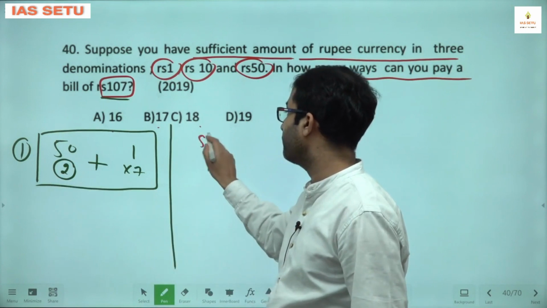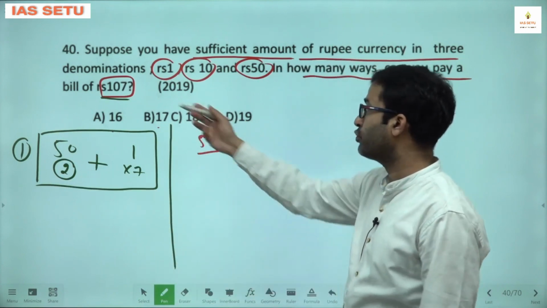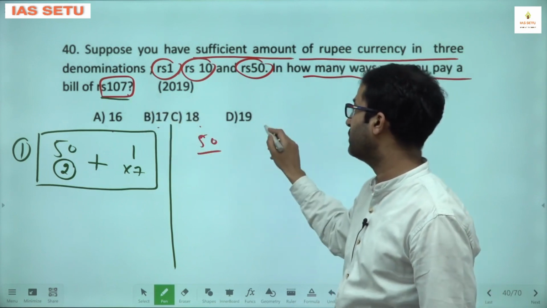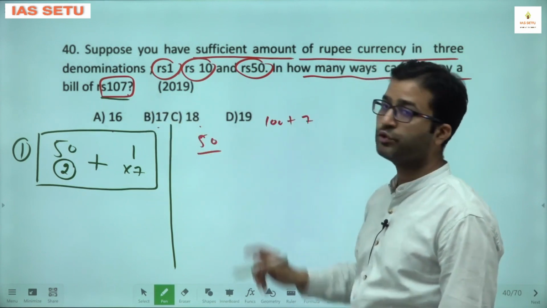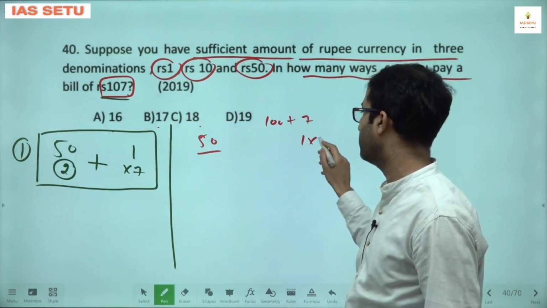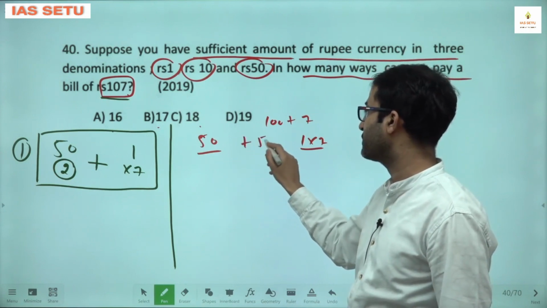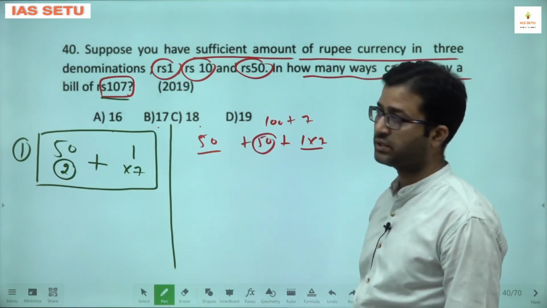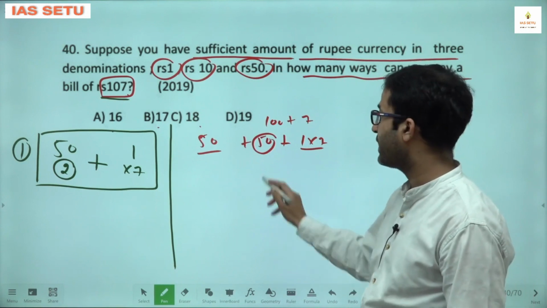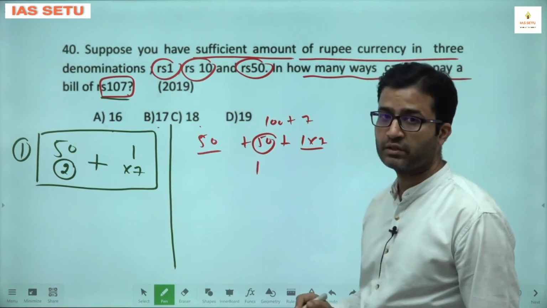Second is when I take one currency of 50. For this 7, this is 100 plus 7 actually. You cannot use neither 10 nor 50. You have to use only one. After that, for the rest 50 rupees, you have a choice. I can give one currency note of 10, the rest in rupees 1 each.